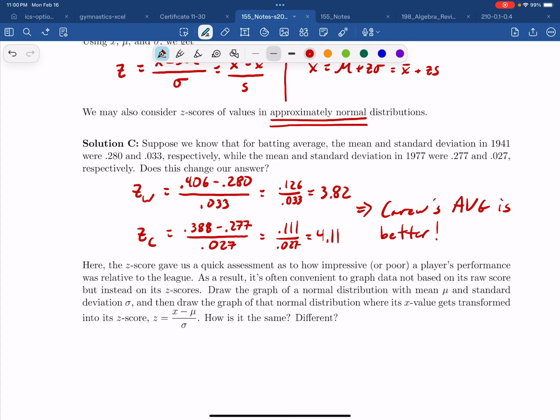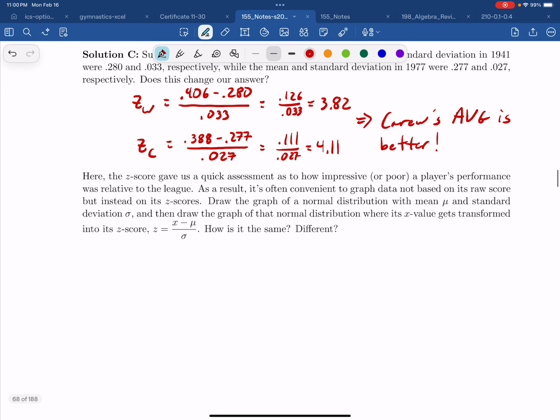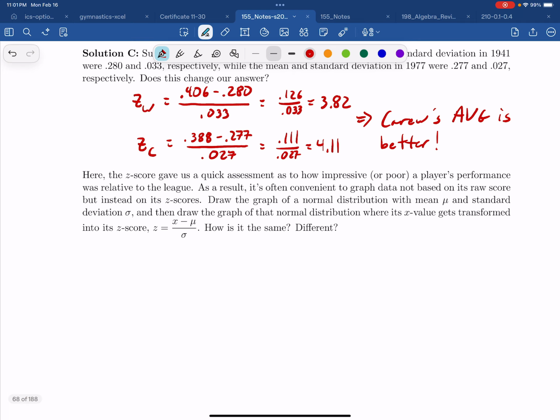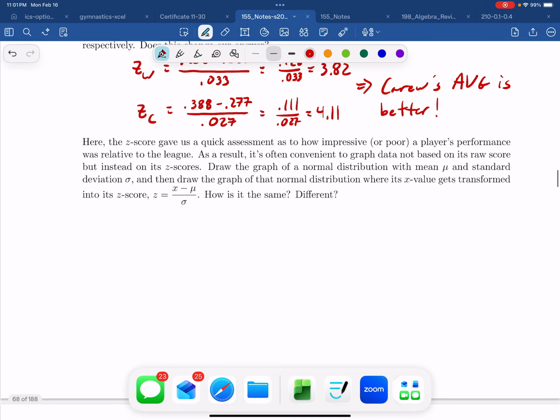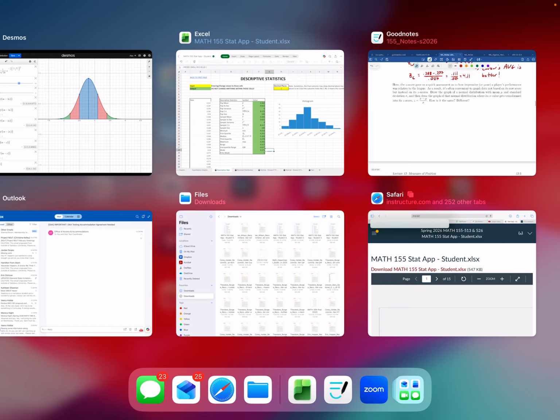Okay? So z-scores are very, very important. If you learn any one thing from this class, let it be the z-score and its uses and its importance. Okay? Now, one thing that we can do is we can take any data set that we want and convert all of the raw scores into the z-scores. And it turns out it looks something like this.